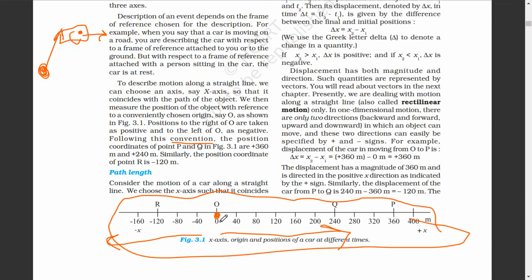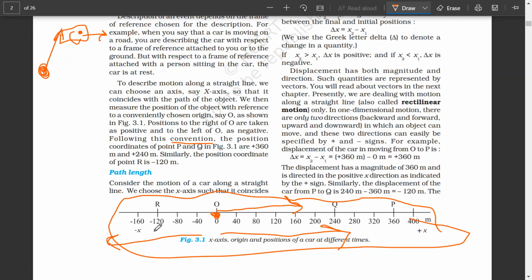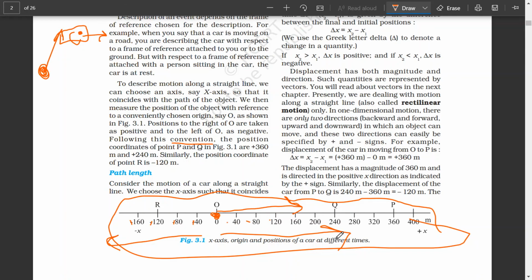When a body is moving in a straight line, if they ask you in the question to find the displacement, and they have given that left is negative and right is positive, then you can easily calculate. But if they say that left is positive and right is negative, then the axis will just get rotated. This R point will become plus 120 meters, plus 40, and so on; all of these will become positive, and the others will become negative, right? And so on. Let us move forward.